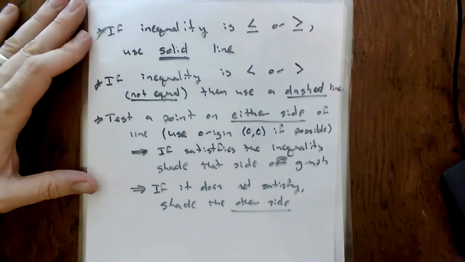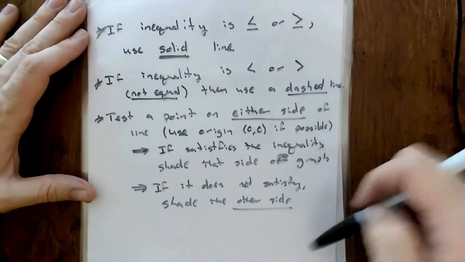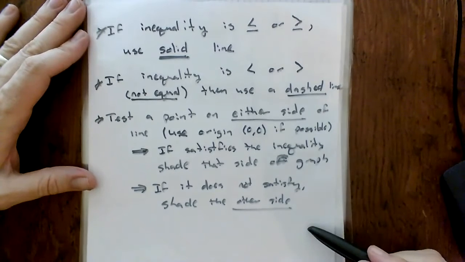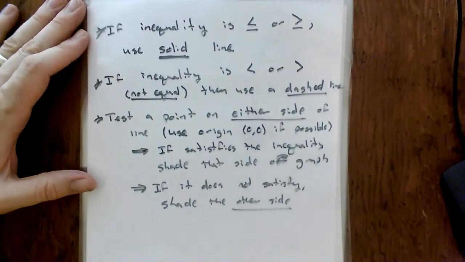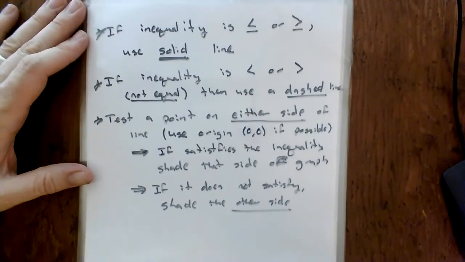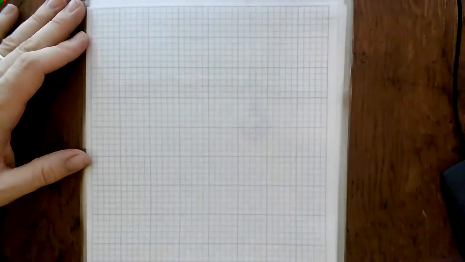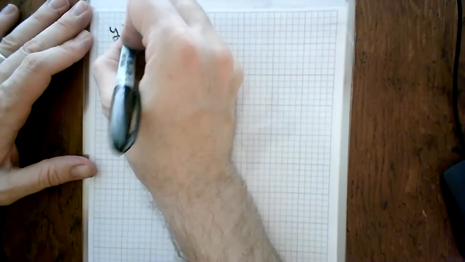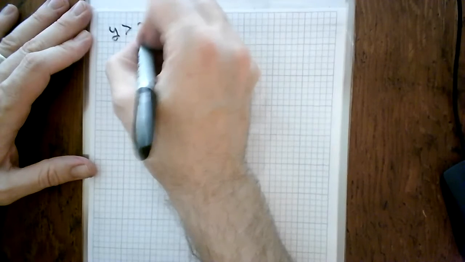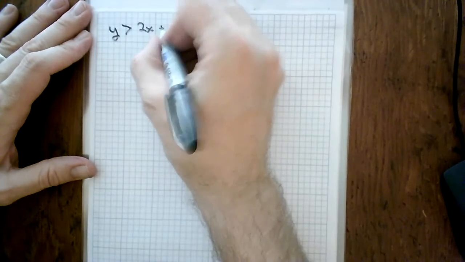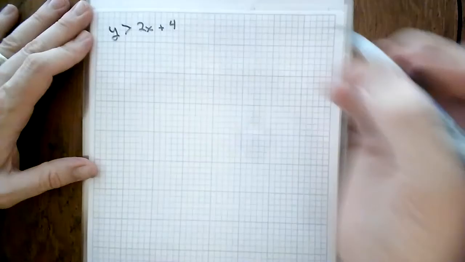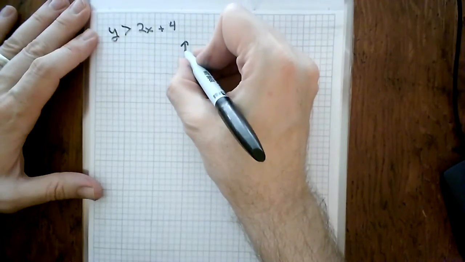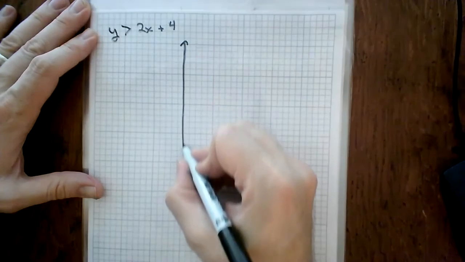So if you haven't written these down, this might be a good place to pause and write these down, because we're about to do a couple more examples. So here we go. Let's say we've got y is greater than 2x plus 4. Again, I'm not going to go over how we're graphing the line. I'm just going to show how we're going to graph this inequality.